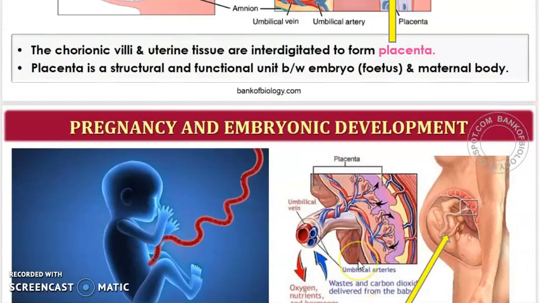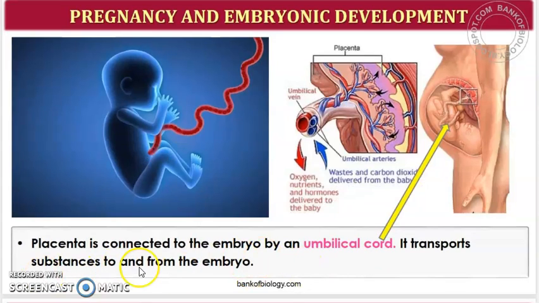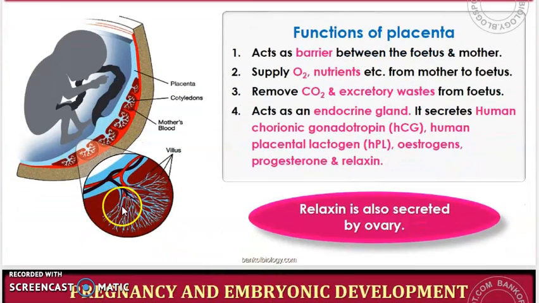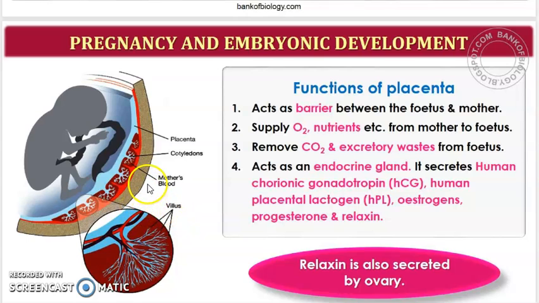Okay, now let us see the placenta. How is it connected to the embryo? So placenta is connected to the embryo by an umbilical cord. Okay, see, we saw that from the fetus side, they will have villi-like structures, right? And on the mother side, they have the blood supply and the uterine tissues surrounding them. But how is the villi connected to the fetus?